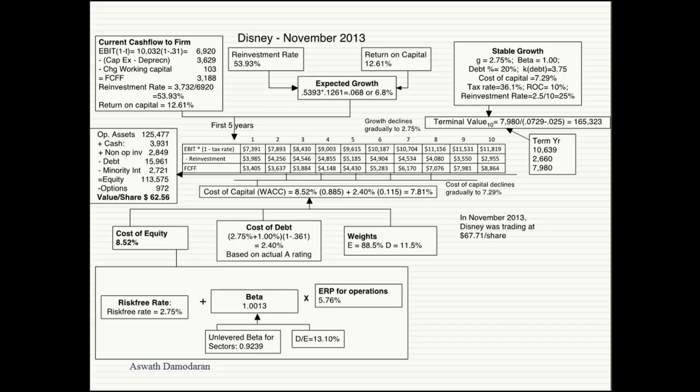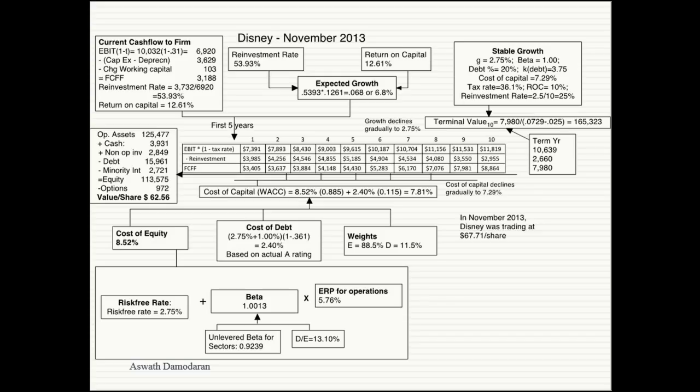To get the cost of debt, I start with the same risk-free rate. I use the actual rating for Disney to get the default spread, and I use the marginal tax rate of 36.1% to get my after-tax cost of debt. My weights are my existing debt and equity weights. My cost of capital is actually the cost of capital we've been using all the way through this class as the cost of capital for Disney.